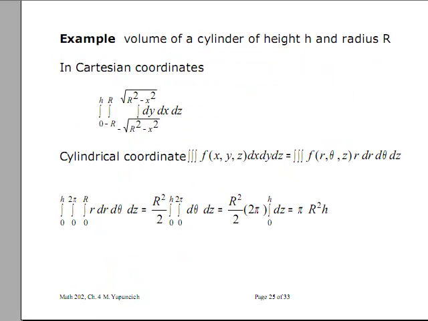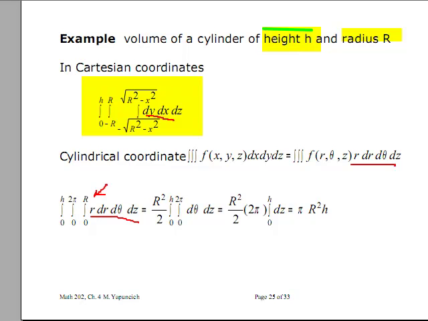To show how this works, here's the example of the volume of a cylinder. The cylinder has a height h and a radius r, and we want the volume of it. In Cartesian coordinates, the integral would look like this, which is fairly messy. But let's transform to cylindrical coordinates. Remember, the function here is just 1, so there's no change in the function. But we want to change the dx, dy, dz. It's going to have to change into r, dr, d theta. So I'm going to replace dx, dy, dz by r, dr, d theta, dz.